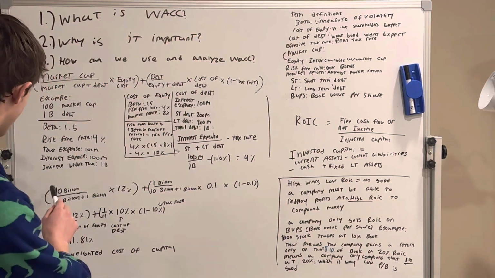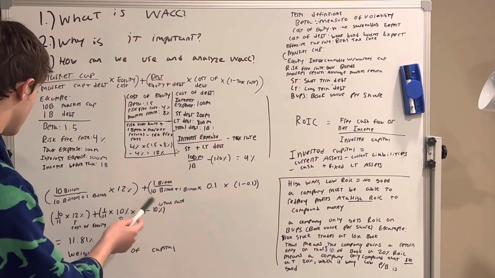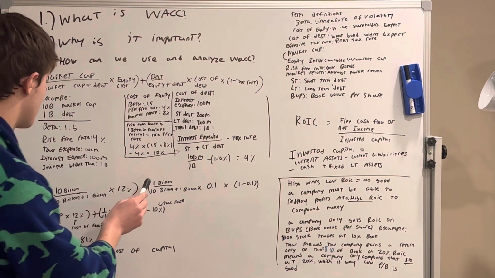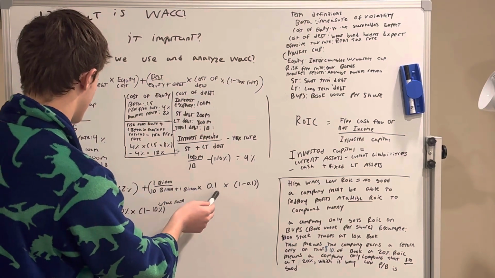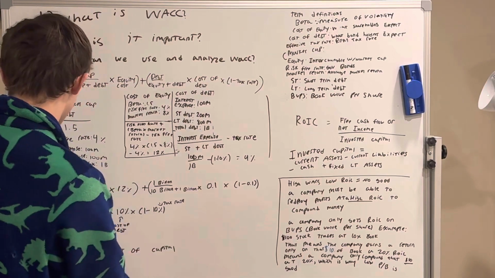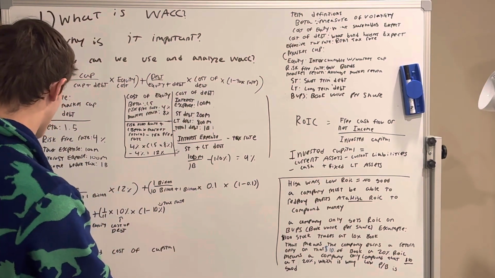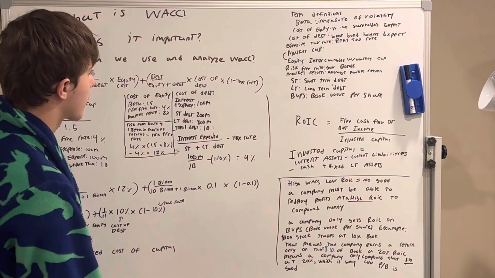So that would be 10 billion over 10 billion plus $1 billion, times the 12% cost of equity, plus the weighting, these are just weightings, times the 10% interest expense times 1 minus the effective tax rate. That gives us 11.8% weighted. So it's down here, the whole formula.